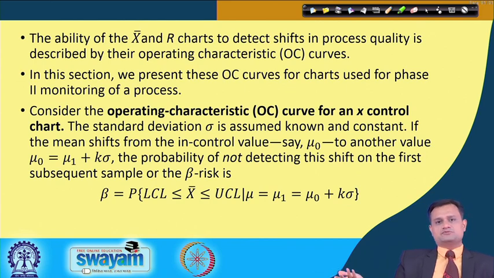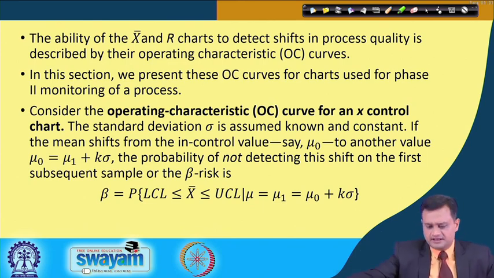Both the things are possible. Don't get confused by the notation. It's very simple. So my process may have shifted to a new mean. Maybe my bearings are worn out, maybe there is wear and tear, or maybe there are vibrations, or maybe there is an issue with the skill of the operator, and the same is true with the variability.